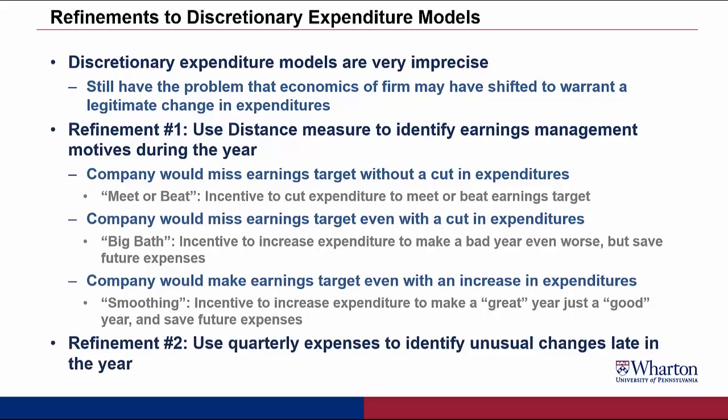The second refinement is to use quarterly expenses to identify unusual changes late in the year. As we've talked about before, normal business activities should cause changes to happen throughout the year, but earnings management is more likely to cause the changes to be concentrated late in the year when the manager realizes they need to do something to manipulate earnings.